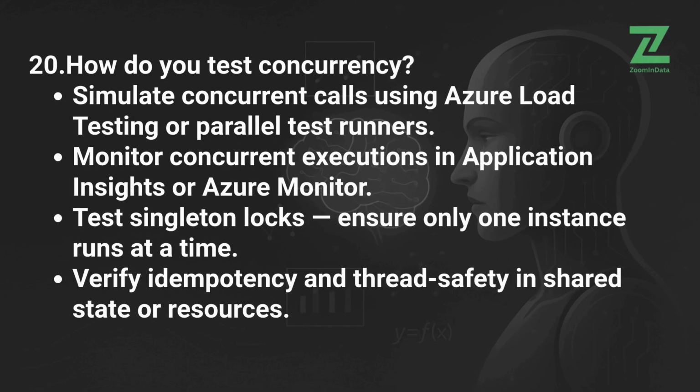How do you test concurrency? Simulate concurrent calls using Azure Load Testing or parallel test runners. Monitor concurrent executions in Application Insights or Azure Monitor. Test singleton locks. Ensure only one instance runs at a time. Verify idempotency and thread safety in shared state or resources.